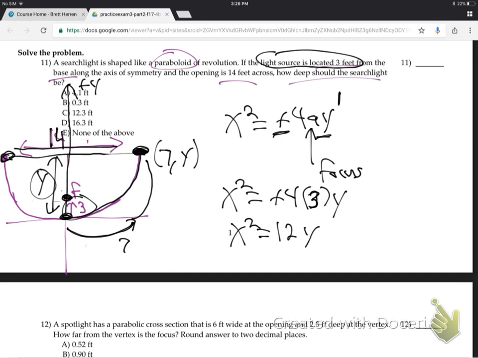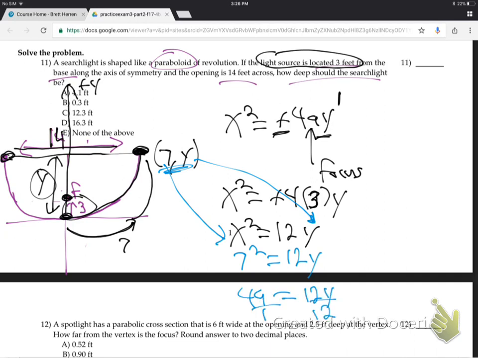Now I simply take 7 for x, and y. 7 squared is 12y. It's 49 is 12y. Divide by 12. y equals 49 over 12. And I'm getting 4.08, that rounds to 4.1. Answer is A. So there we go. Let's move on to number 12.